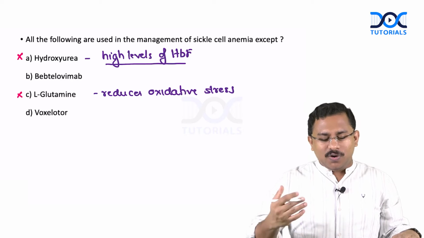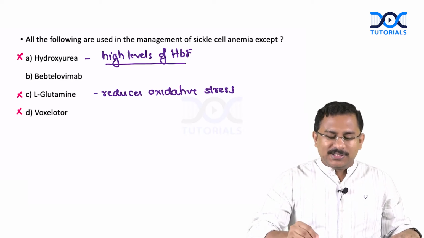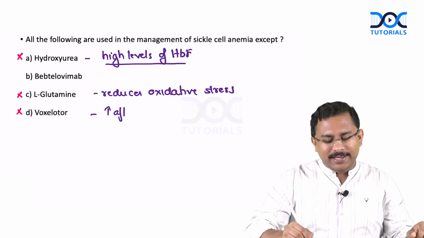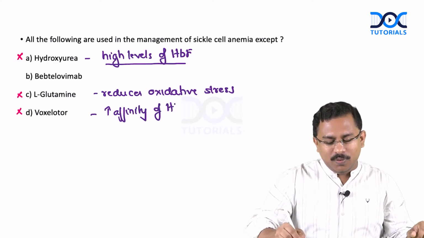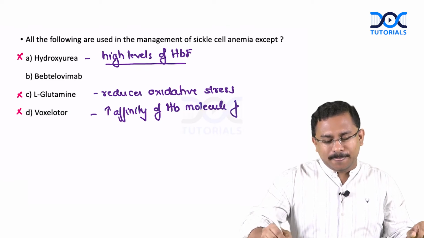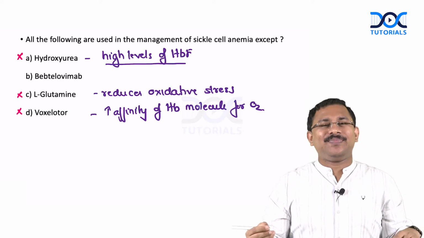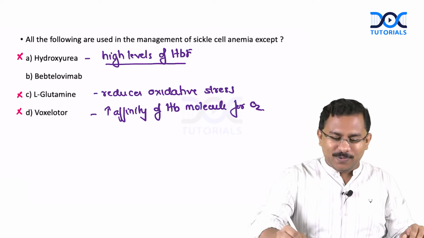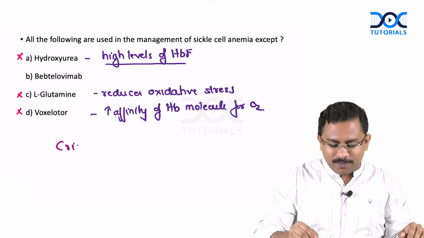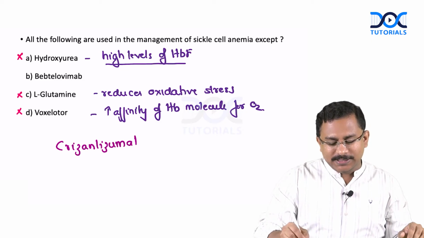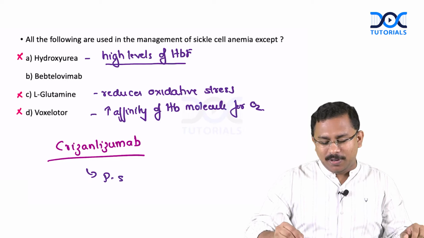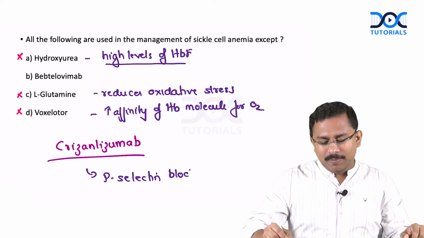So voxelotor is also used in the management of sickle cell anemia. How it does is that this drug will increase the affinity of hemoglobin molecule for oxygen. So that is what voxelotor does. Okay, and there is one more drug that is useful in the management of sickle cell anemia, which you may get as a question, which is crizanlizumab. This is mentioned in Harrison also. You have got to know, it is a P-selectin blocking monoclonal antibody.